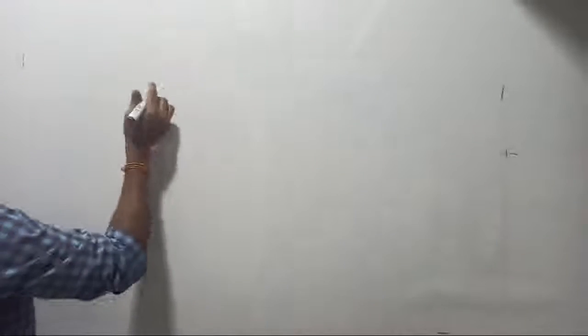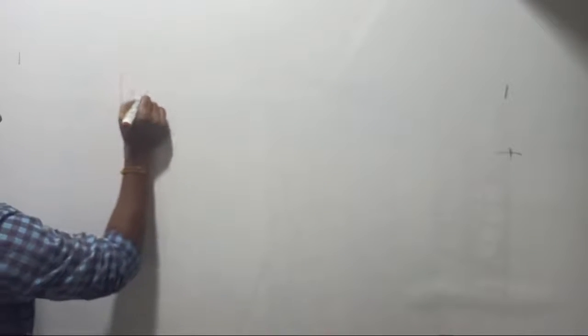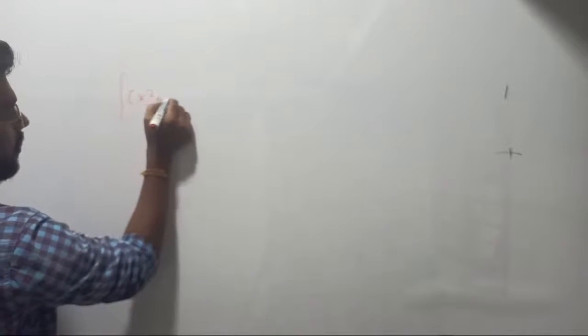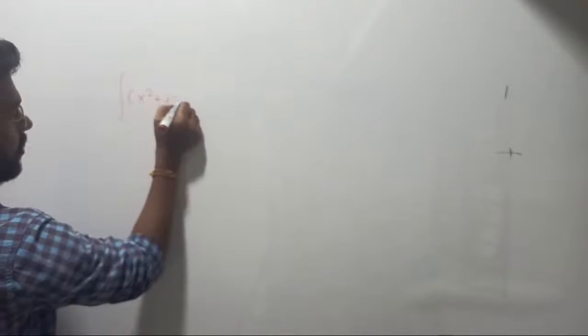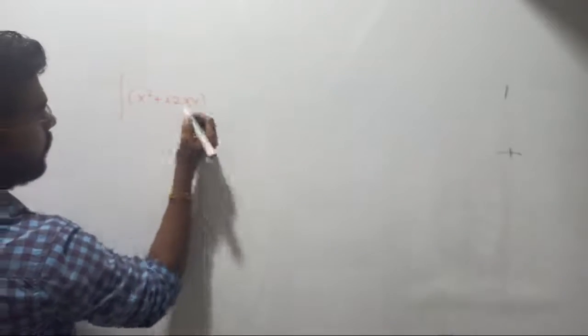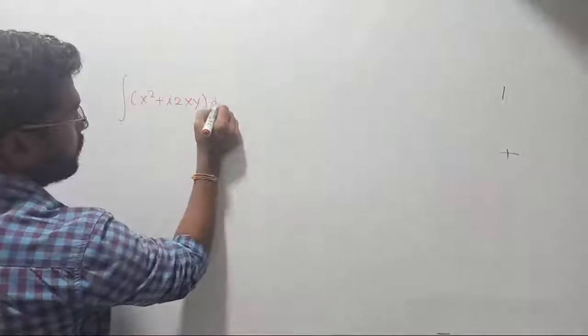Next, what we have to do, the thing is second. Let me consider some other example, right? What we can consider for an example: x square plus i into 2x, right? Something is given like this, 2xy. A function is given like this with the dz.